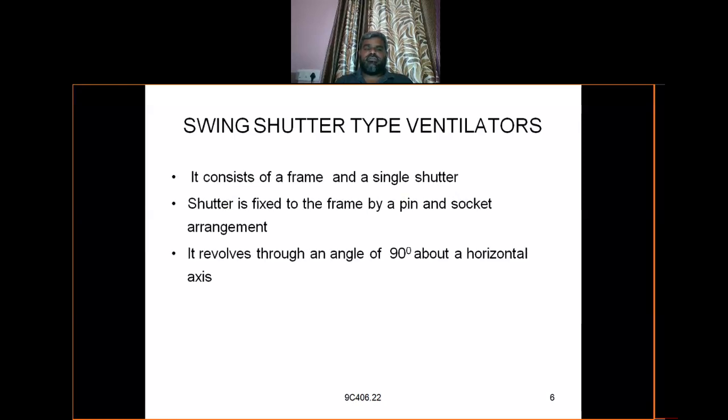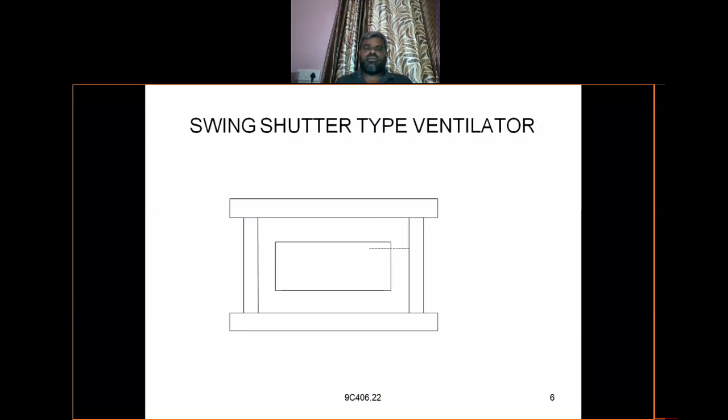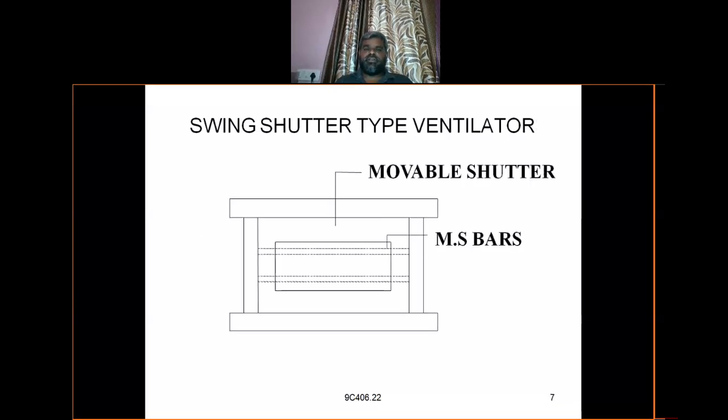The shutter is fixed to the frame by a pin and socket arrangement. It revolves through an angle of 90 degrees about a horizontal axis. A ring is provided in the shutter to which a cord is attached to enable operation. MS bars are provided at top and bottom for safety. Swing shutter type ventilator, movable shutter and MS bars. Elevation.